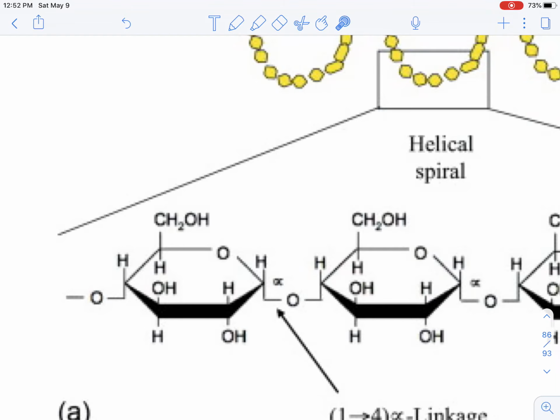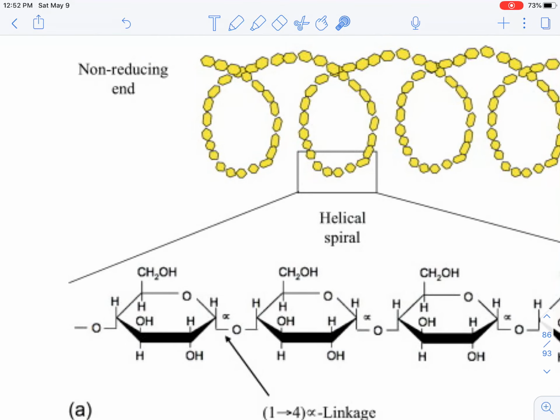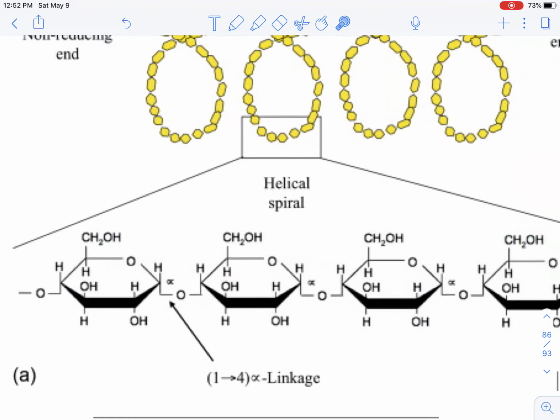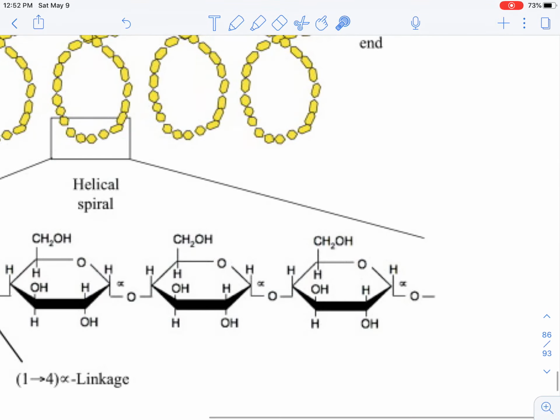Carbon number 4 is just a regular hydroxyl group, nothing special about it. Since there's nothing special about that guy, we're going to call it a non-reducing end. In other words, this hydroxyl group cannot extend the chain from the left end, if you will. The length of the chain can only be extended if you have an anomeric carbon that's free.